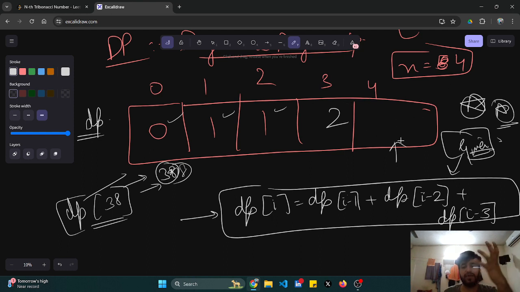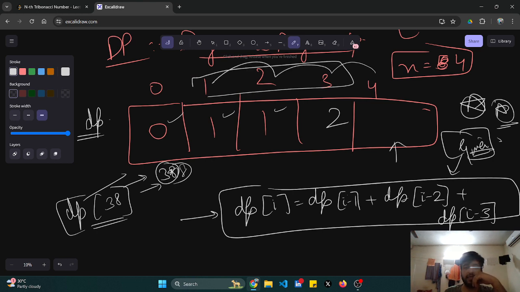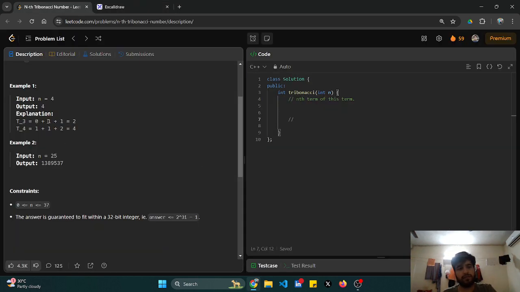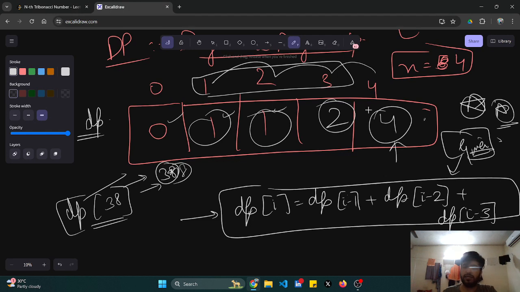Okay, so I'll come to this index. What I'll try to do is find the sum of last three terms. For this index, what are the last three terms? Basically 1, 2, and then 3. So these are my last three terms. So 2 plus 1 plus 1 is equal to 4. Okay. So here comes the solution. After just modifying the array, I'll just return dp of n, and this would give me the answer.